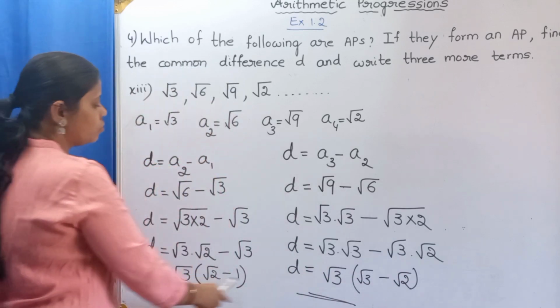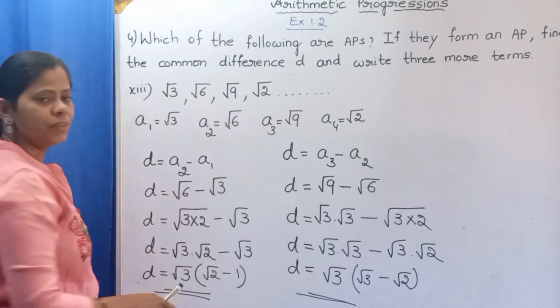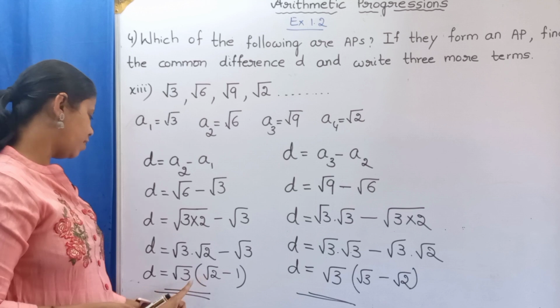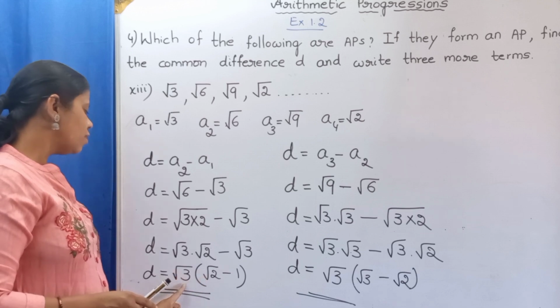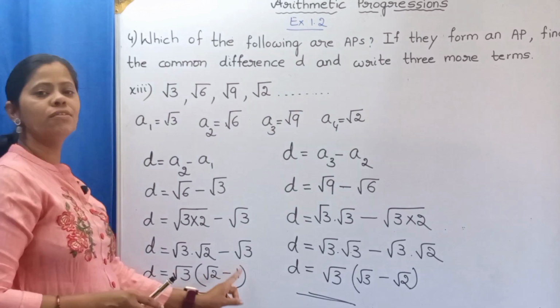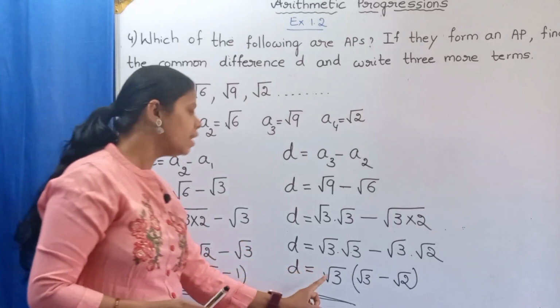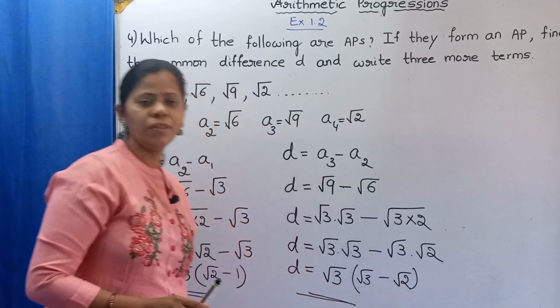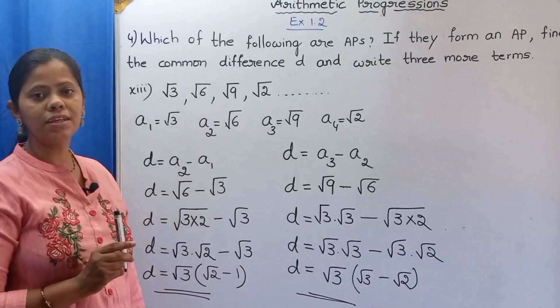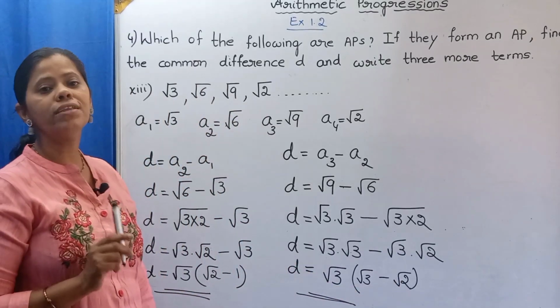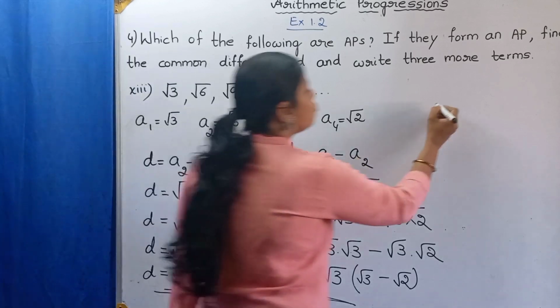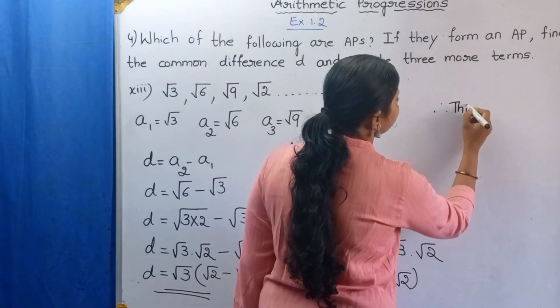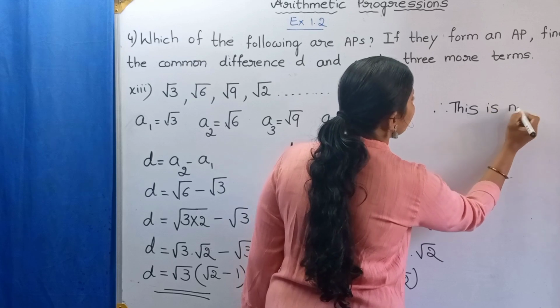Now compare these two. Okay. Compare the common difference. Here it is root 3 into root 2 minus 1. But here it is root 3 into root 3 minus root 2. Both are not same, isn't it? Therefore, this is not an AP.